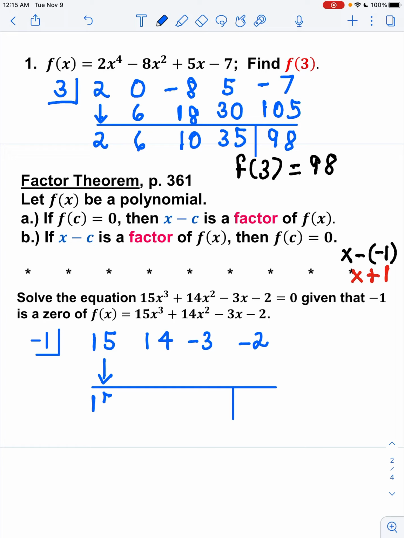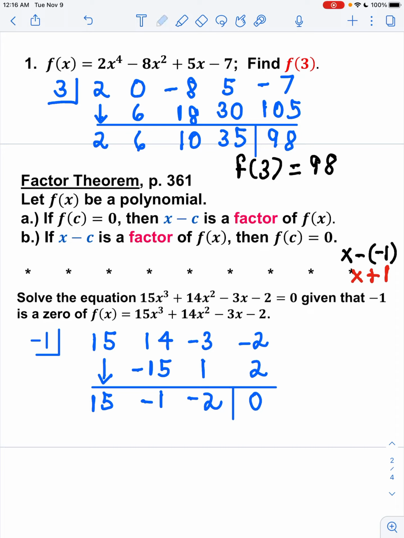And I'm going to go through, I'm going to drop down my leading coefficient. The product, of course, is -15. When I add, I get -1. Multiply, I get 1. When I add, that is -2. When I multiply, that is +2, and as a result, I get a remainder of 0. So since -1 gave me a remainder of 0, that has to mean that -1 is a root or 0 of the function, and the factor associated with that 0 would be x plus 1.